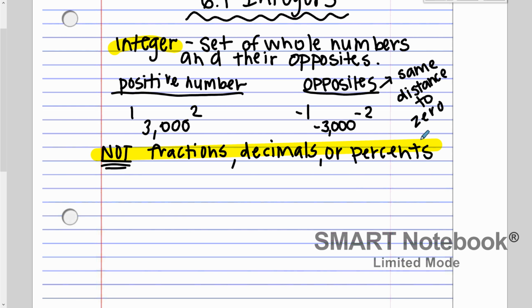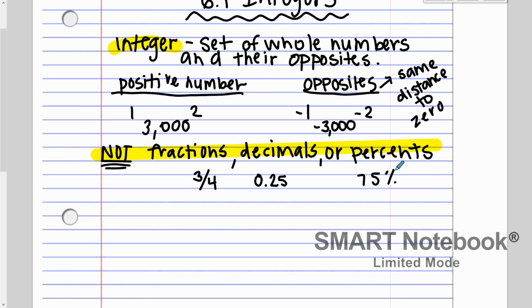Okay, so integers are just like whole numbers and then the negative whole numbers also. So numbers like 3/4 are not an integer, that's a fraction. Numbers like 0.25, 0 and 25 hundredths, not an integer because it's a decimal. And numbers like 75% are not an integer because that's a percent. Okay, so integers are really just those whole numbers and then the negative versions of those whole numbers also.